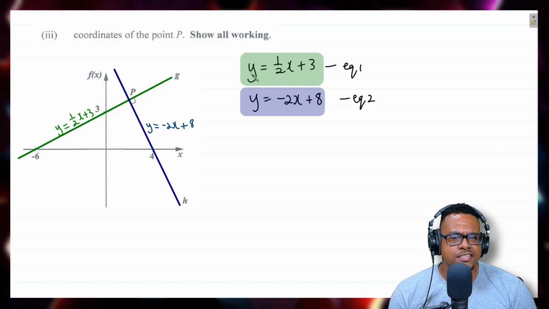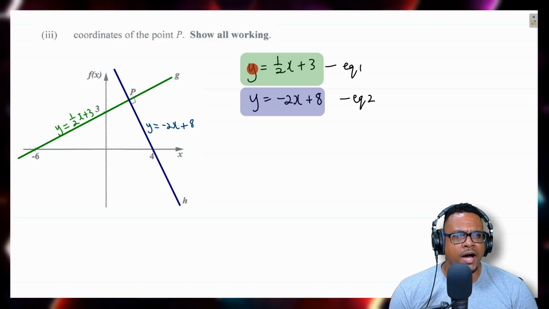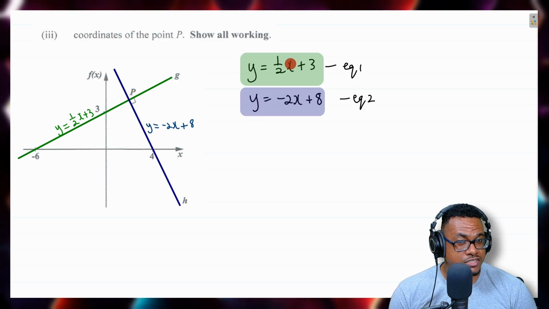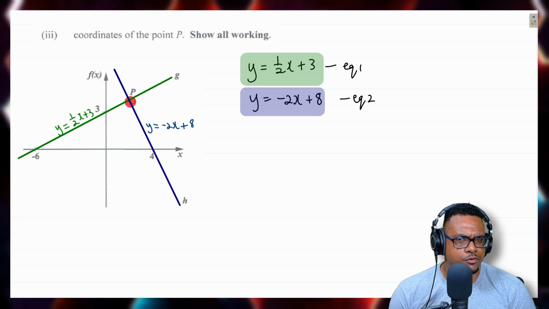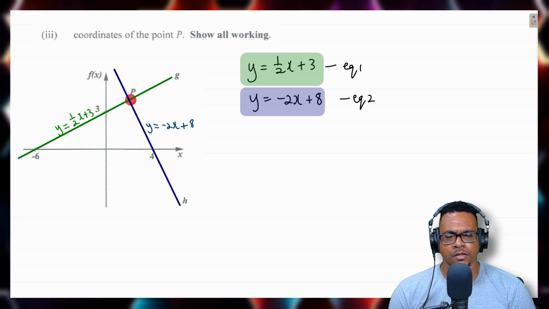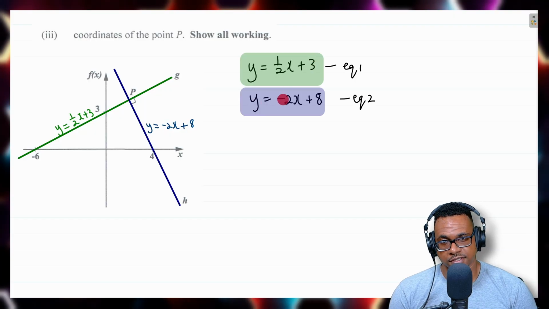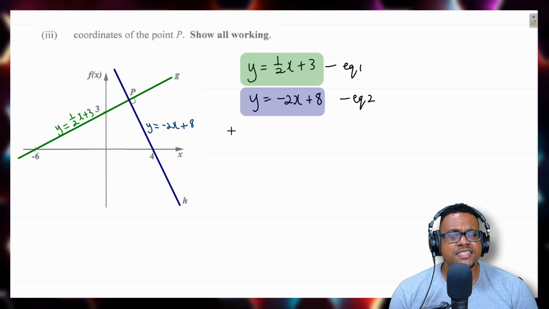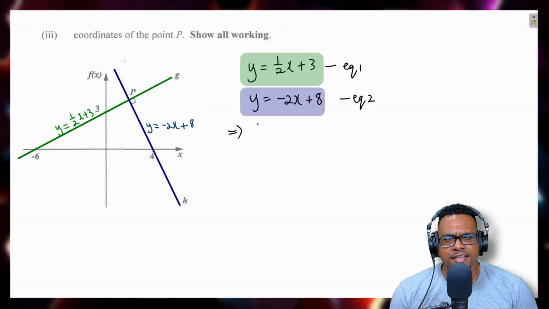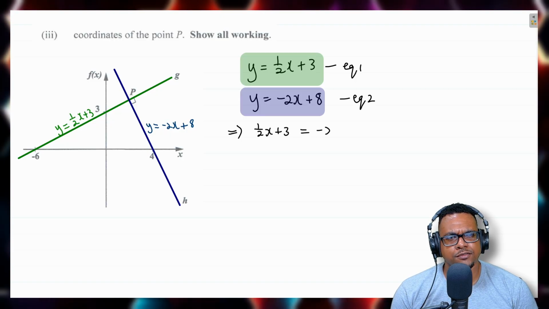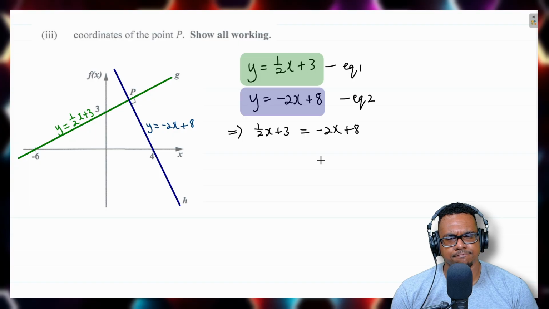Now we have an interesting situation here. The value for y in both equations would be the same, as well as the value for x in both equations, because that's the point at which the two lines intersect. So if y is equal to half x plus 3, and y is equal to negative 2x plus 8, it would simply imply that a half x plus 3 is equal to negative 2x plus 8.